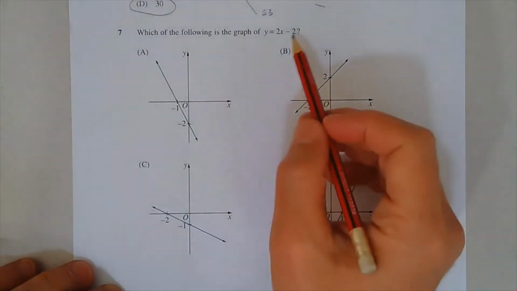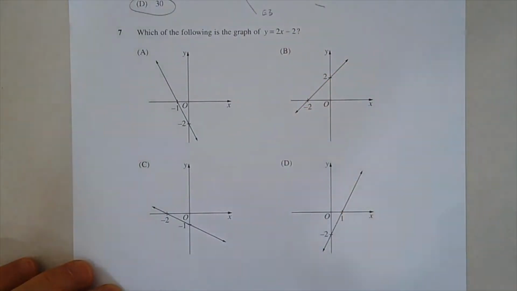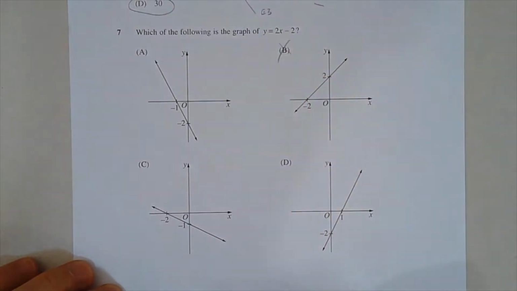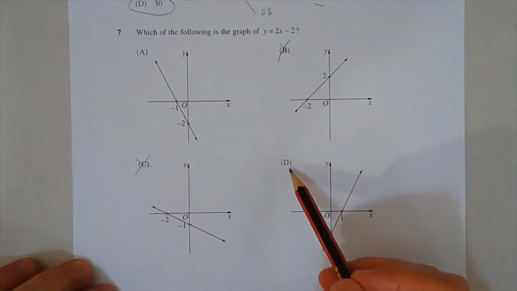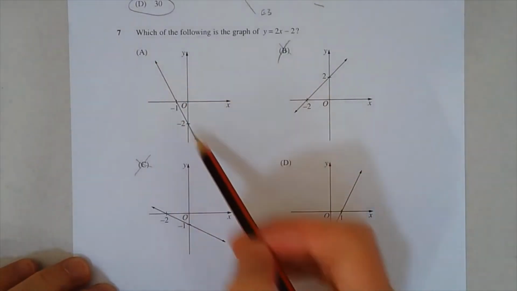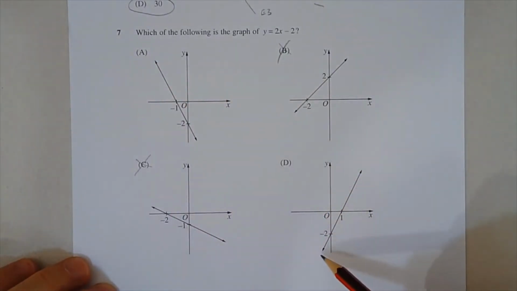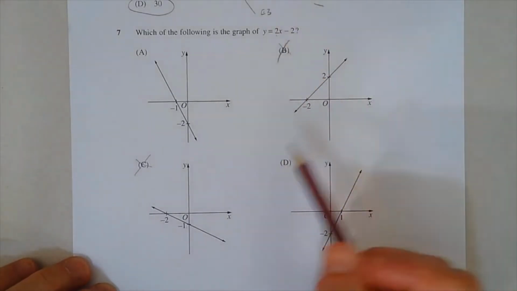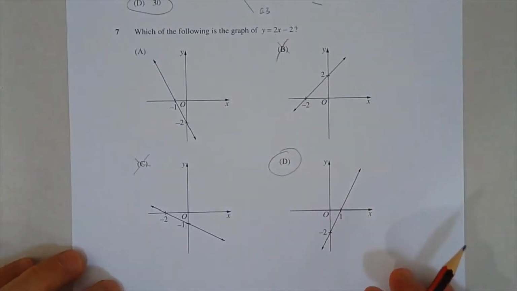So let's consider the y-intercept first, because that's kind of the easiest thing to look at. That's a y-intercept of 2, so it can't be B. That's a y-intercept of negative 1, so it can't be C. So we have an option of A or D. Now with A, the gradient from left to right is negative, and for D, the gradient from left to right is positive. The gradient's positive 2, so the answer must be D.